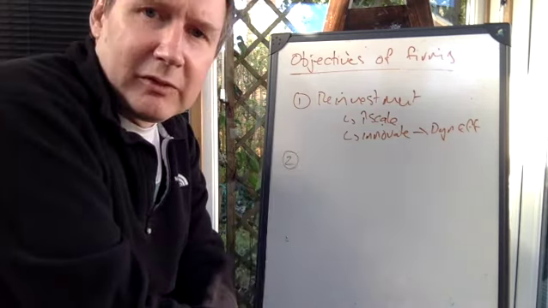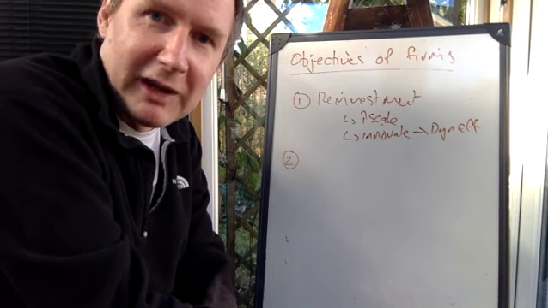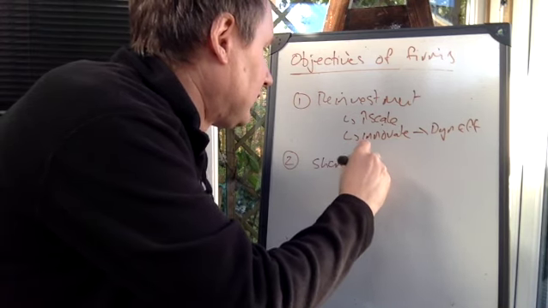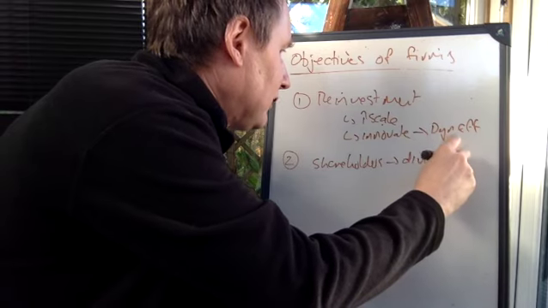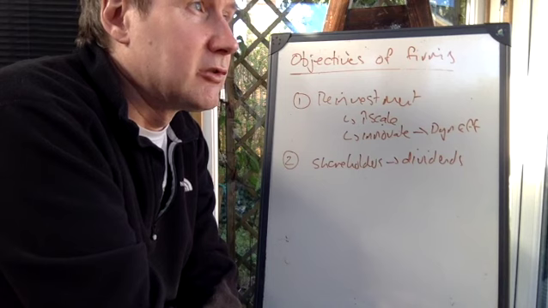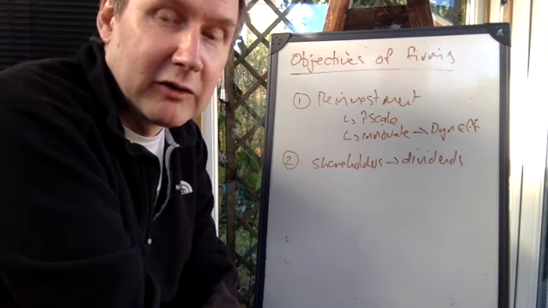Secondly, the owners of this business are going to want something back. So for example, shareholders, they're going to expect profits. They want to receive dividends. And if you don't pay those dividends, they're likely to sell their shares in the long term, which leads to a reduction in your share price and makes you more vulnerable to takeover.